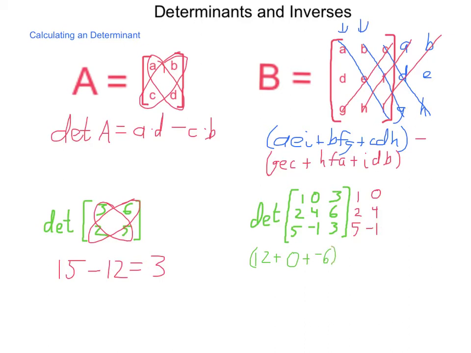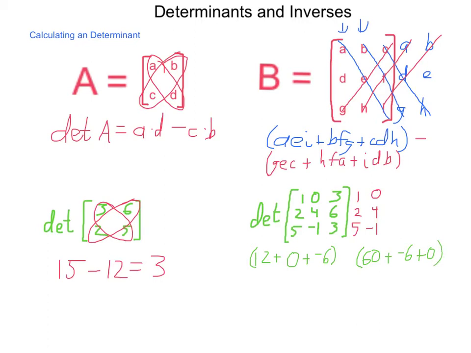And then my bottom-up diagonals, 5 times 4 times 3. 5 times 4 is 20. 20 times 3 is 60. To that I will add my next bottom-up diagonal, which is negative 1, 6, and 1. Negative 1 times 6 is negative 6, times 1 is simply negative 6. And my third, 3, 2, and 0. 3 times 2 is 6, times 0 is 0.